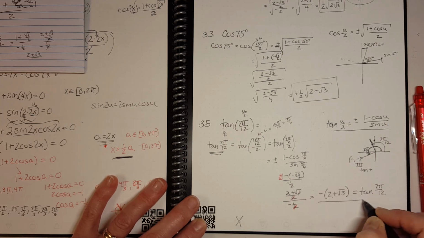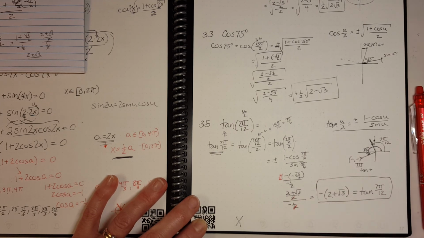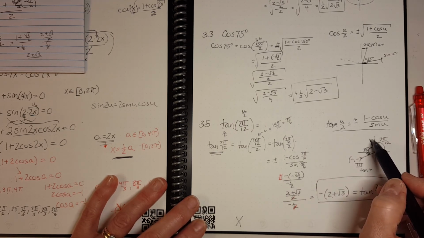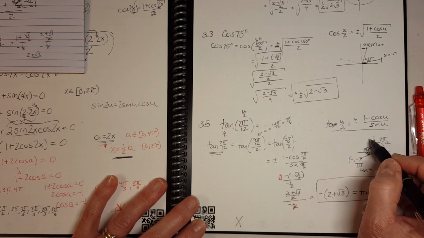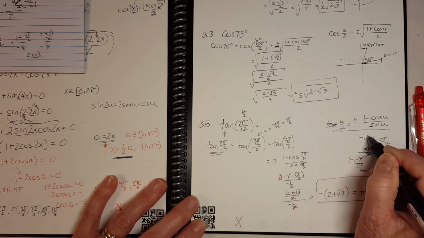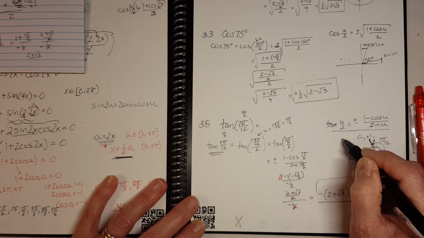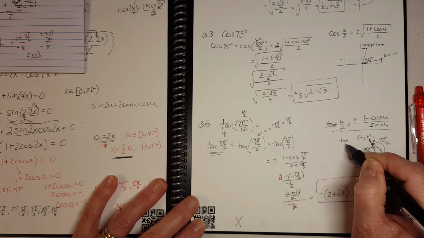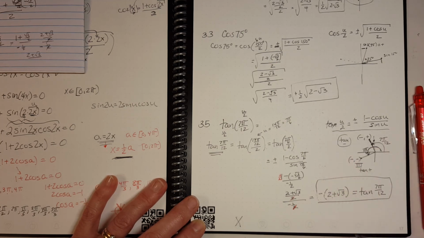So let's make sure that we think tan of 7 pi over 12 should be negative. 7 pi over 12 is in quadrant 2, right? And in quadrant 2, our cosine is a negative number, our sine is a positive number, and so tangent in quadrant 2 should be a negative number. And so that should be correct.